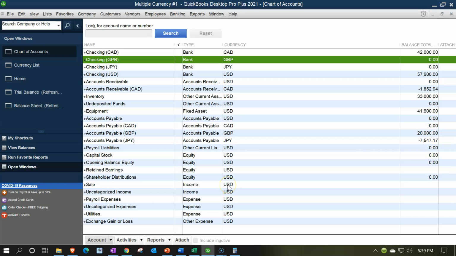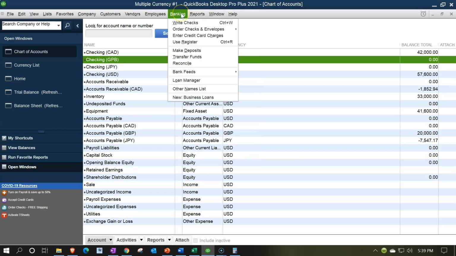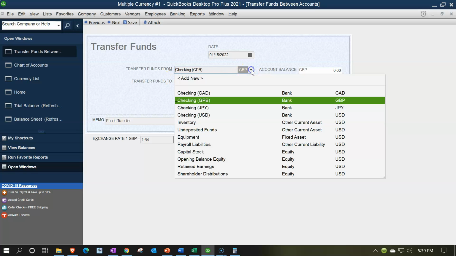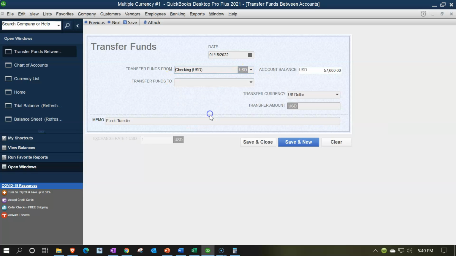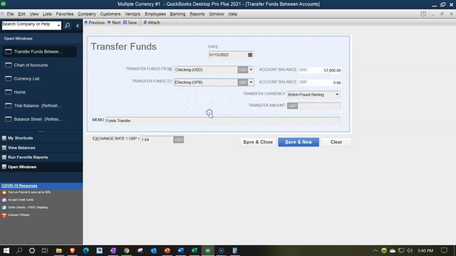So now we can transfer between the two. So I'm going to do our trusty transfer now by going to the reports dropdown. I'm sorry, banking dropdown. And let's do a transfer funds. Transfer funds as of the date of 01/15/22. And it's going to be going from our checking account, but we want the checking account in US dollars. And then it's going to go to the new one we set up, which is in the GBP.